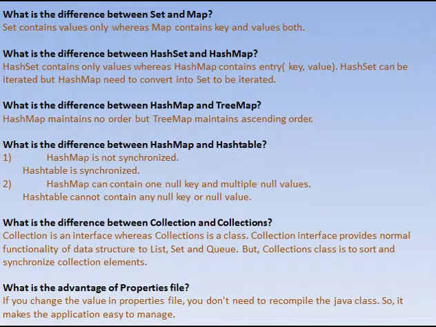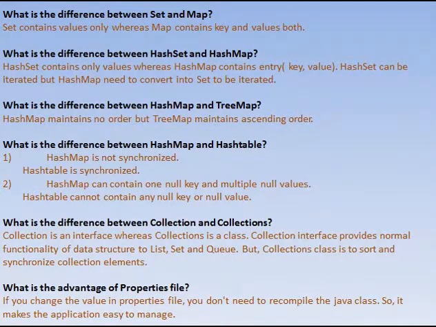What is the difference between HashSet and HashMap? HashSet contains only values, whereas HashMap contains entry, key, value. HashSet can be iterated, but HashMap needs to be converted into set to be iterated. What is the difference between HashMap and TreeMap? HashMap maintains no order, but TreeMap maintains ascending order.